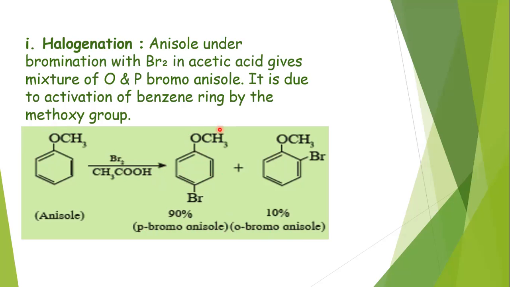Here this OCH3 group and Br, both are bulky groups. So they are far away from each other in the para product, so this structure is stable. But in the ortho product, because these two bulky groups are very close to each other, because of steric hindrance they repel each other and this structure loses its stability. So this is less stable, 10%.